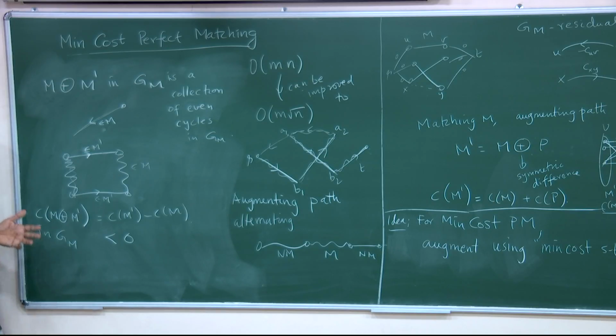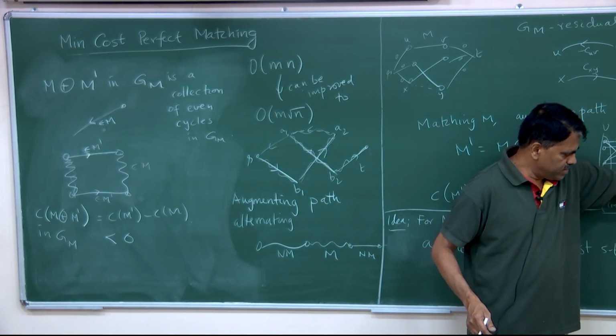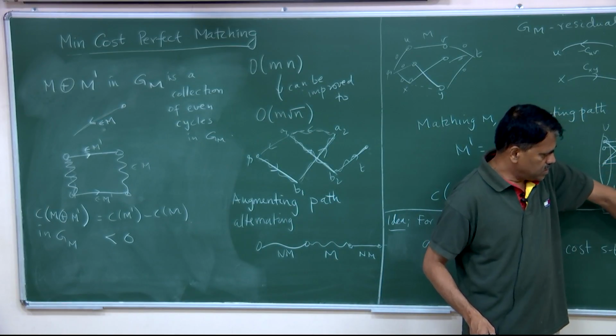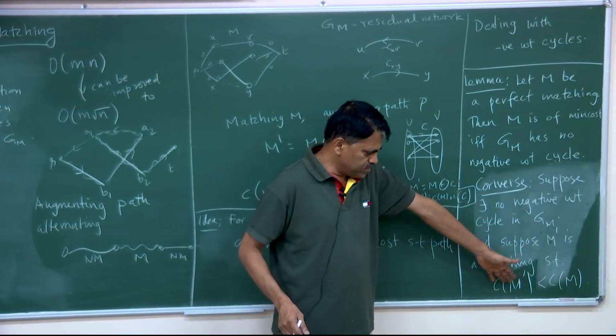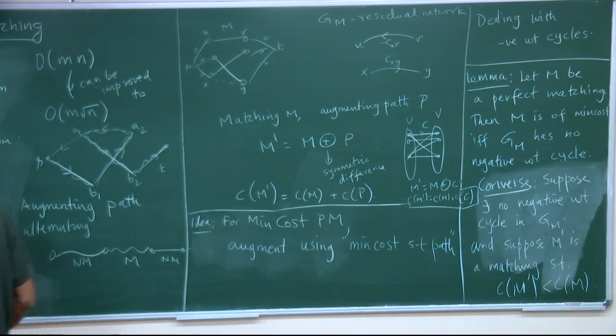Yes. So either we can do it this way, or forget this assumption. Suppose you have M, a matching, and M prime is a smaller cost matching, then I will produce you a negative weight cycle.